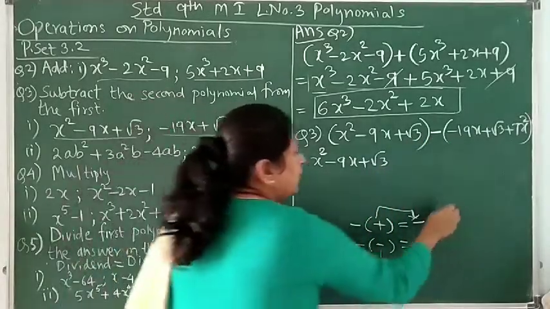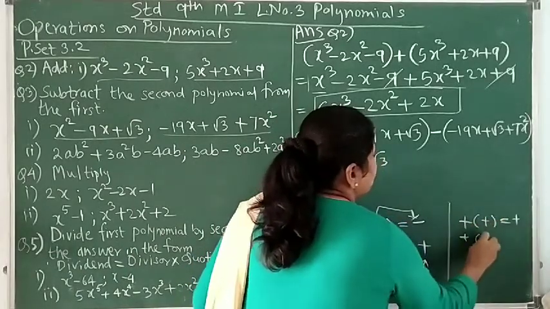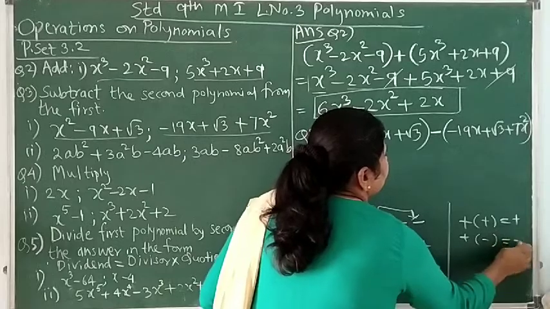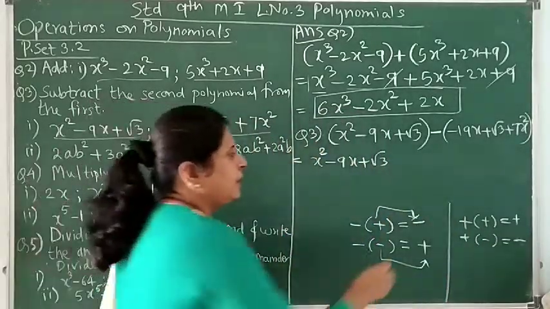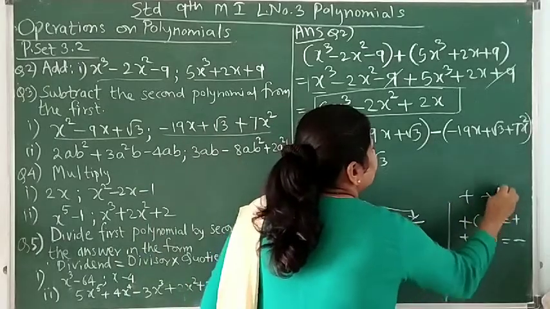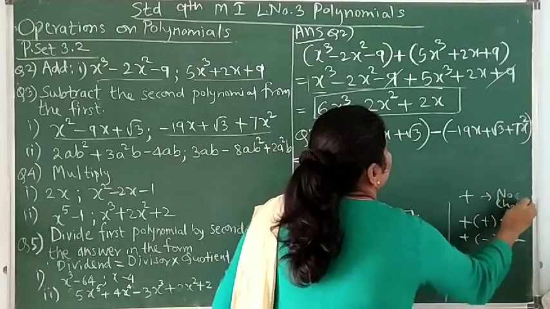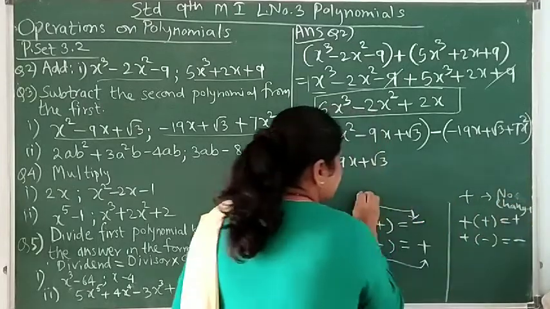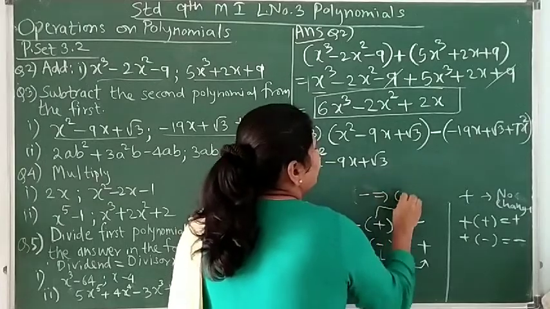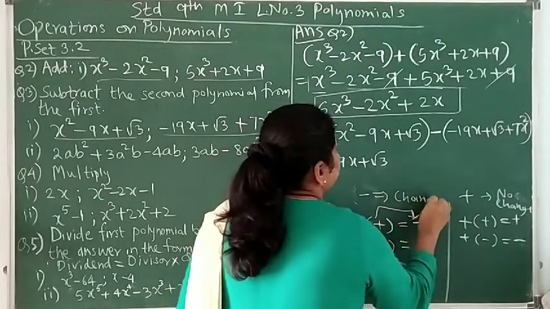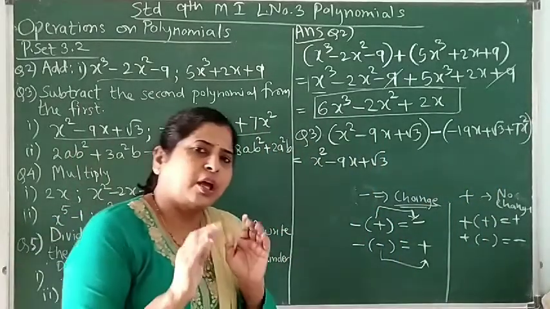So instead of learning all these 4 rules, plus into plus is plus, plus into minus is minus, you have to remember one simple thing. When it is plus, there is no change in sign. And when there is a minus before the bracket, you have to change the sign. If you can remember this simple thing, you can avoid most of the mistakes.